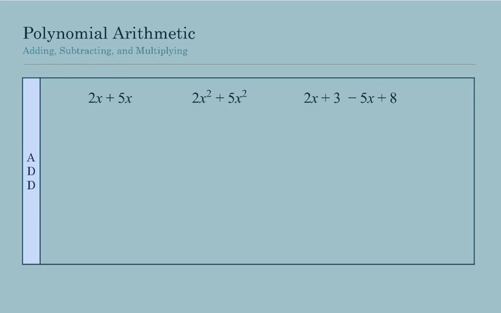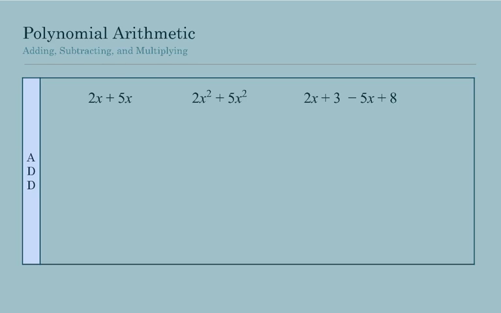This is a general overview of adding, subtracting, and multiplying polynomials. So this first page that you see here, which should be the top section of the sheet from your packet, is just adding. So we're looking at this first problem right here, 2x plus 5x.